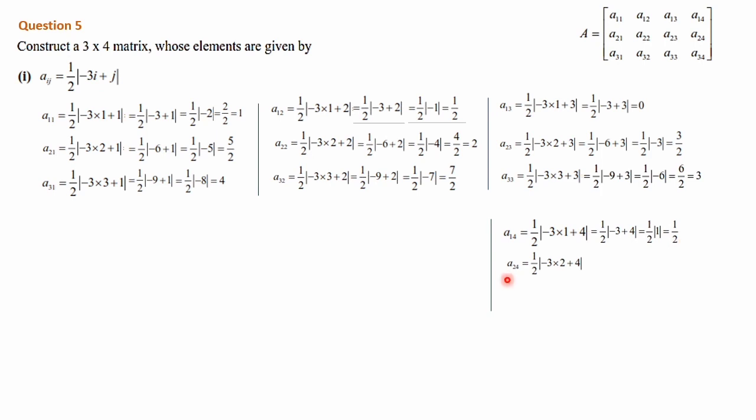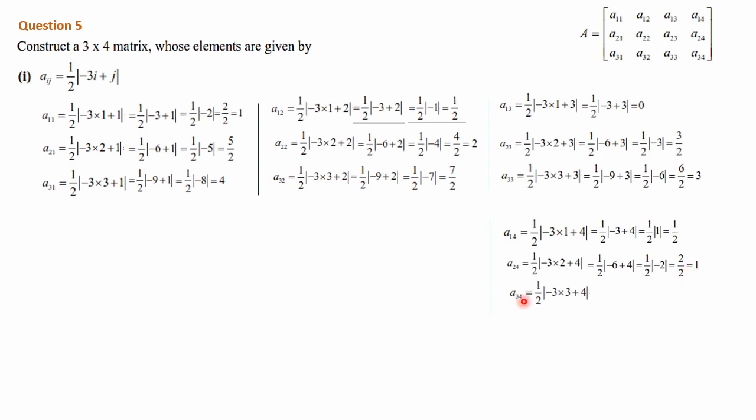Next one is A24. A24 is 1 by 2 into modulus of minus 3 into i, which is 2, plus j, which is 4. So minus 6 plus 4. Minus 6 plus 4 is minus 2. Modulus of minus 2 is 2. So 2 divided by 2, that is equal to 1.